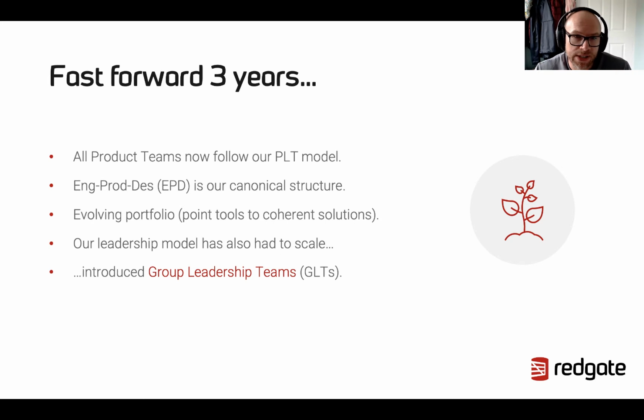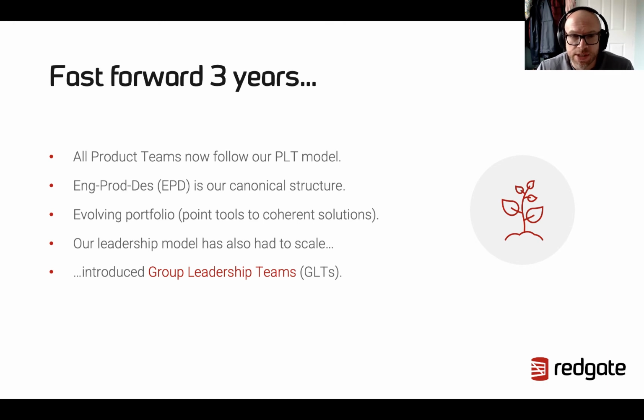Fast forward now 3 years, and this has become our default model for product leadership. All product teams now follow our PLT structure, putting design at the core of our product decisions, ensuring equal representation between these three core product disciplines. And just as we've evolved our portfolio and iterated on our team structures, moving from point tools to coherent solutions, our model for leadership has also had to evolve and scale.